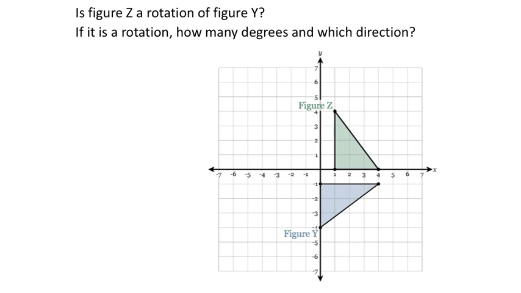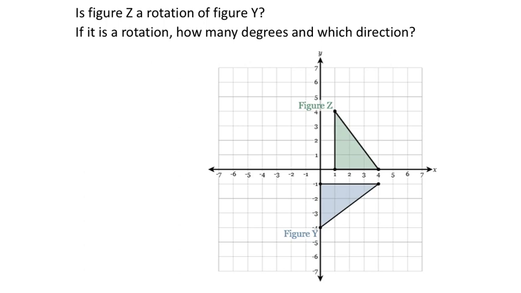So to figure out if it is a rotation, what we've got to do is check all of the coordinate points from both the pre-image and the image and just see how many degrees they've been rotated. Because if they're all the same, then it definitely is a rotation. If not, then it would not be, okay?